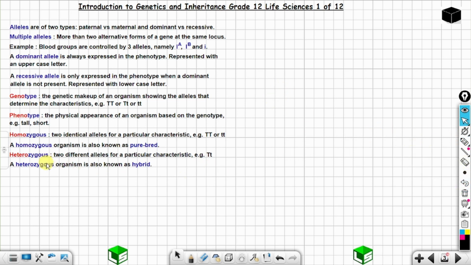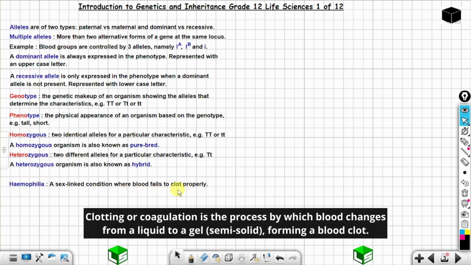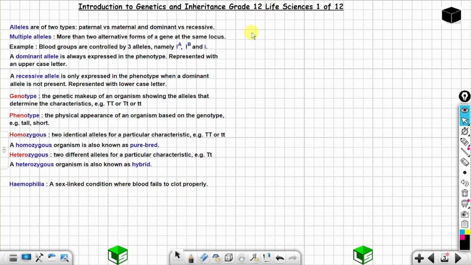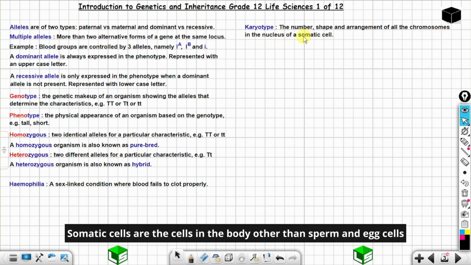We carry on with the terminology. We also have hemophilia, which is a sex-linked condition where blood fails to clot properly. To clot means to change from liquid to semi-solid. We also have karyotype. A karyotype is the number, shape, and arrangement of all the chromosomes in the nucleus of a somatic cell. So somatic cells are all the cells except the sperm cell and the egg cell.